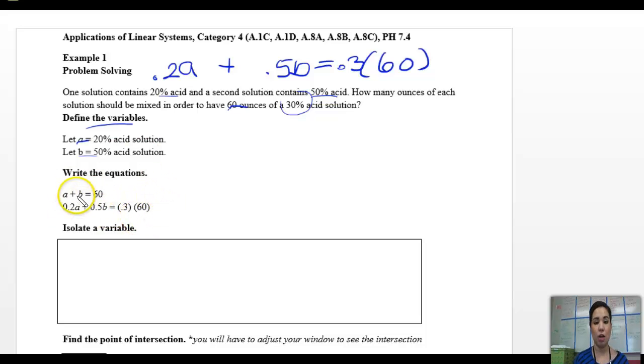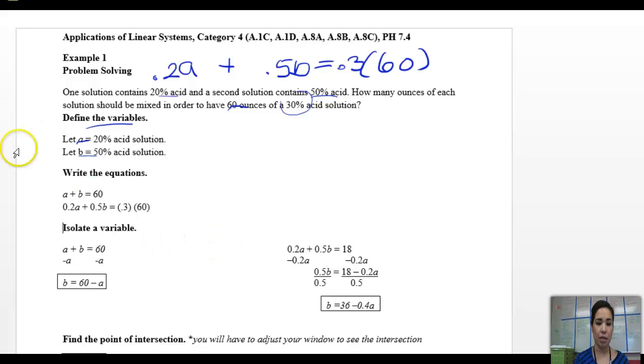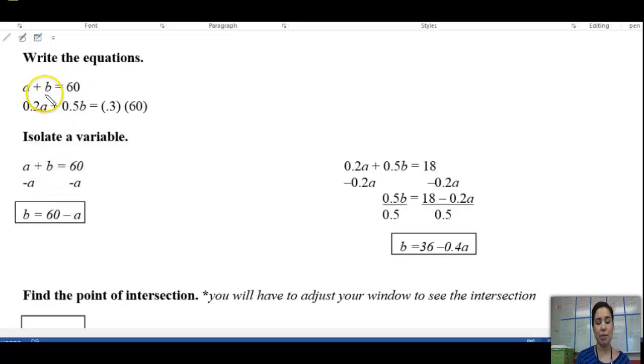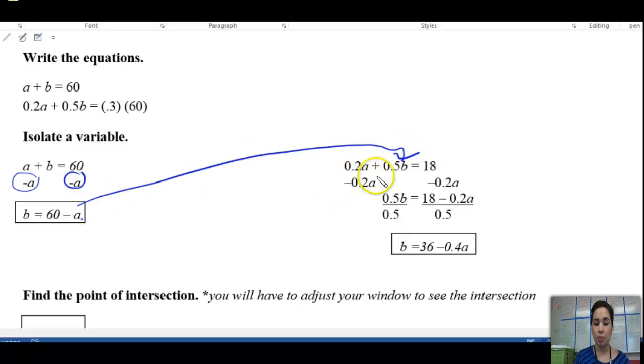Now I'm going to isolate the variable, which means I have to solve for either A or B. So this is what that would look like. Here I have A plus B equals 60. Let's get B completely by itself. We subtract A from both sides, so that looks like B equals 60 minus A, and now I can use substitution to plug it in. I use my second equation and plug it in for B.